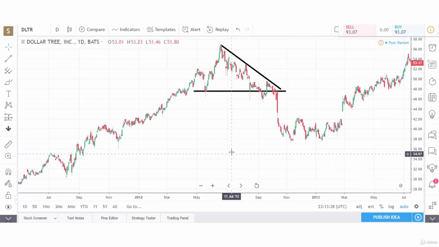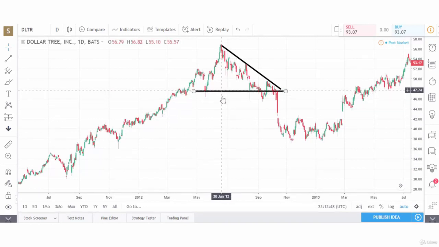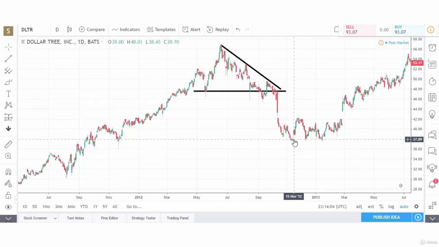Finally, let's look at a descending triangle in Dollar Tree. We're looking at a daily chart, and we see a support level here at around $48. And then we see the descending triangle pattern. And as the stock breaks through the support level, we see this bearish pattern take place.